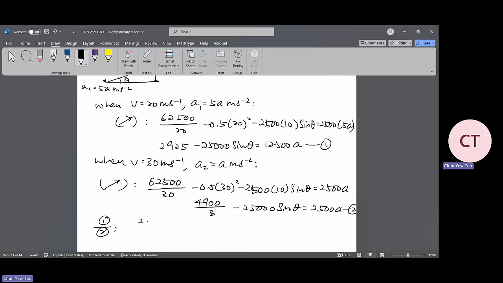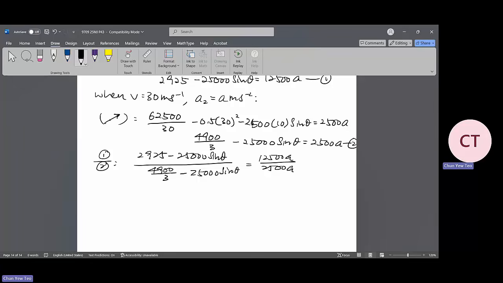1 divide 2, I get 2925 minus the 25,000 sine theta divided by 4900 divided 3. Just solve the simultaneous equations. You don't have to follow my way of solving the simultaneous equation. You can substitute over here, I try to eliminate. So this one you will get 12,500A divided by 2,500A. So I cancel this, I get a 5.